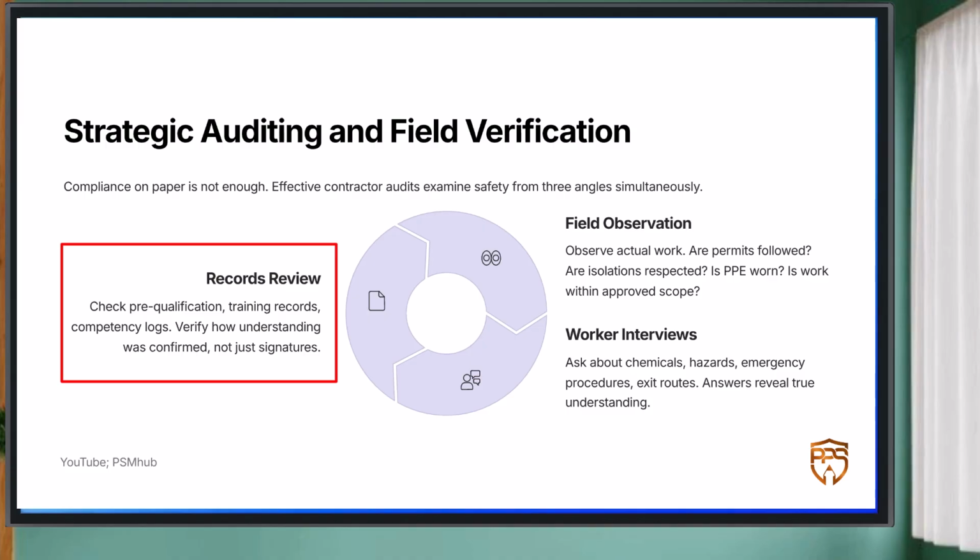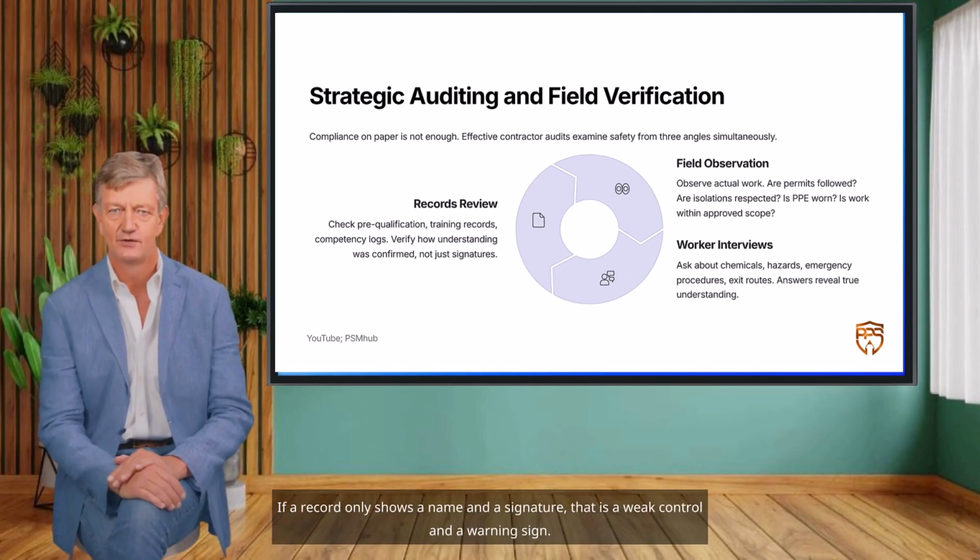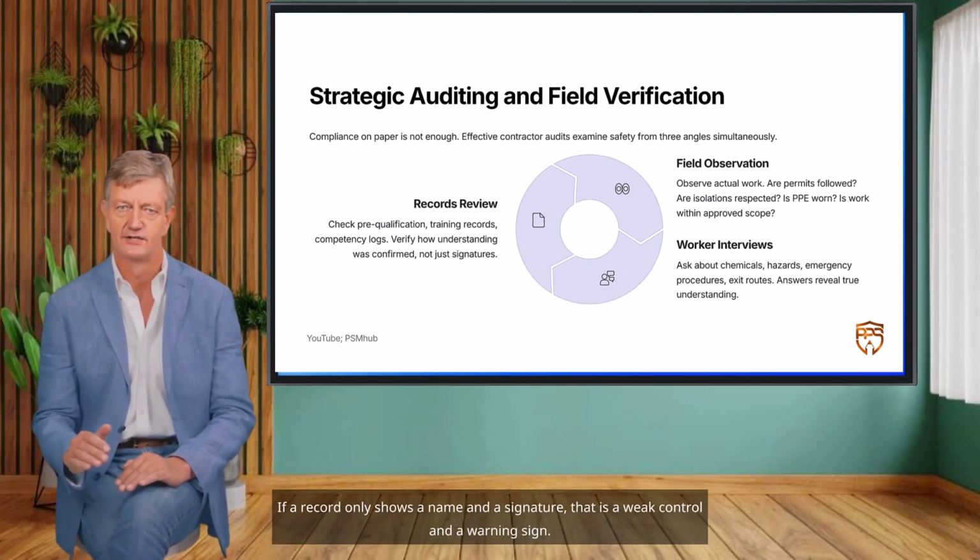During records review, it is essential to confirm that training is current, especially for PSM-related work, where training is typically expected within the last 3 years. The training must also be site-specific, and the records should clearly show evidence of tests, practical demonstrations, or supervisor evaluations. If a record only shows a name and a signature, that is a weak control and a warning sign.